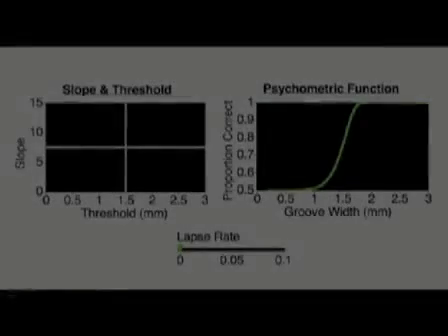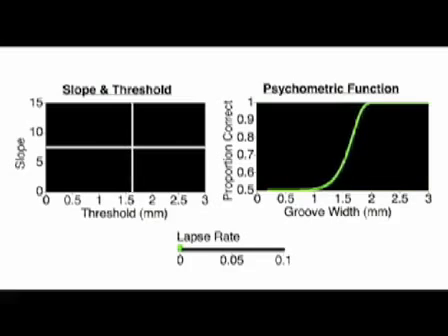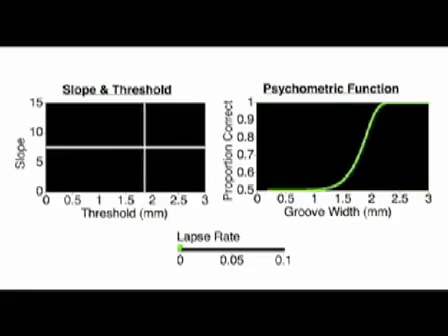A, or the threshold parameter, is the groove width whose orientation the subject can correctly discriminate 76% of the time, which corresponds to a d' of 1 on this task. Here you can see that as I increase the value of the threshold, the curve shifts to the right.